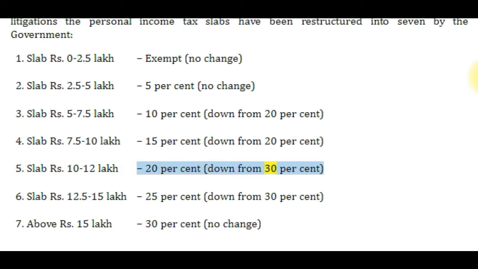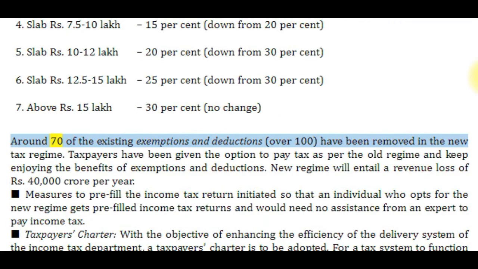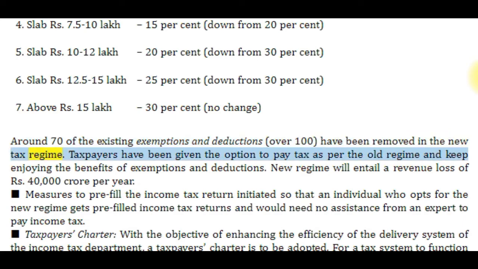20%, down from 30%. 6. Slab Rs 12.5-15 lakh: 25%, down from 30%. 7. Above 15 lakh rupees: 30%, no change. Around 70 of the existing exemptions and deductions, of over 100, have been removed in the new tax regime.